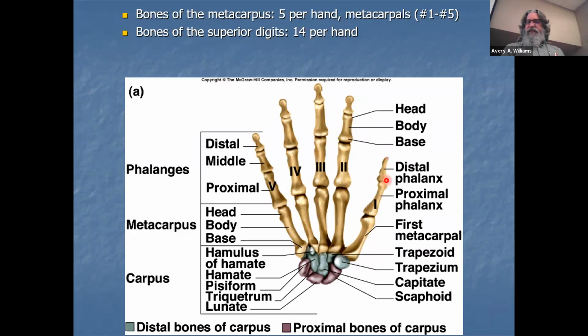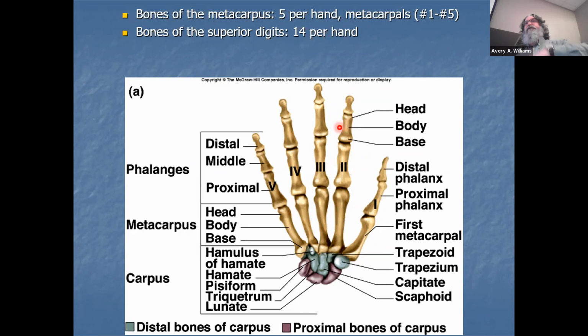Look right here. There's a distal phalanx and a proximal phalanx. So this is called distal phalanx 1, proximal phalanx 1. All other digits have 3. See, 1, 2, 3, 1, 2, 3, 1, 2, 3. 3, 6, 9, 12, 13, 14 total. The middle one is called the middle phalanx.